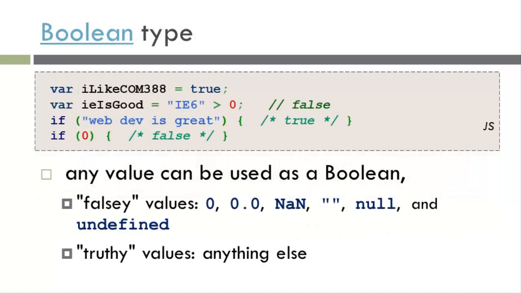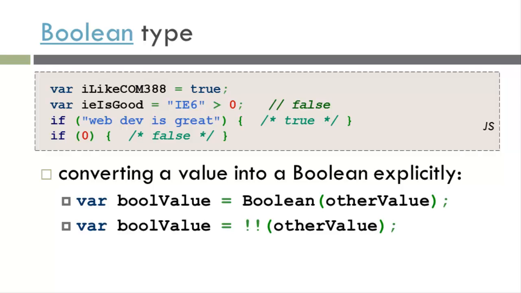One nice thing about JavaScript is almost anything can be used as a Boolean type. Basically, it's false if it is an int 0, a float 0, not a number, an empty string, null, or undefined. Anything other than that is going to be true. If you want to explicitly convert something to a bool value, which is true or false, you can use the Boolean keyword or not.